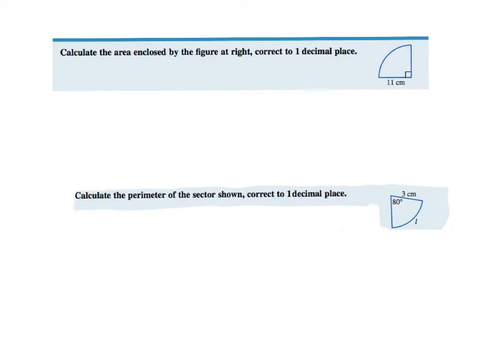Alright, so let's give that a practice. It says calculate, and we have to be really careful to make sure we're using the right formulas and answering the question correctly. Calculate the area of the figure on the right. We can see it's a sector. We need to know how much angle we have, and they've put it there, so the angle is 90 degrees. And I can also see they've given me the radius. The radius equals 11.